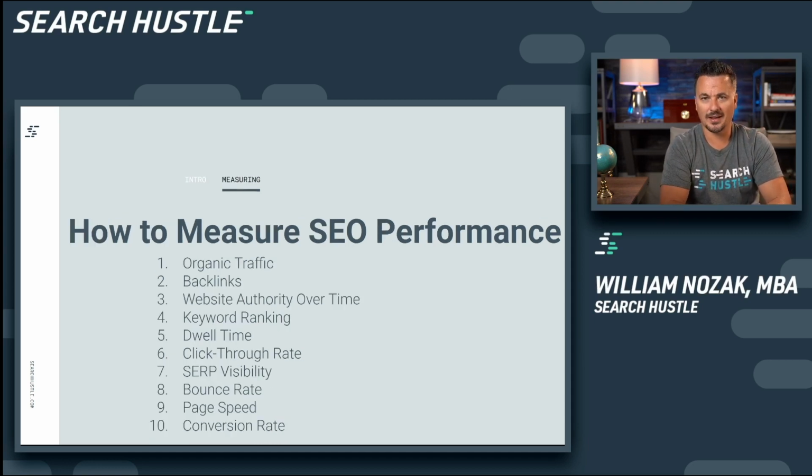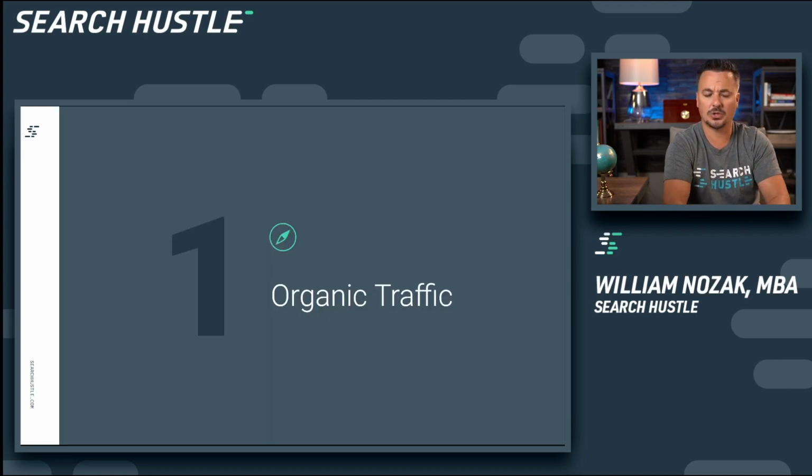How to measure SEO performance. 1, organic traffic. 2, backlinks. 3, website authority over time. 4, keyword ranking. 5, dwell time. 6, click-through rate. 7, SERP visibility. 8, bounce rate. 9, page speed. 10, conversion rates of all kinds. This could be in any mix. I'm just gonna show you how to think through things.